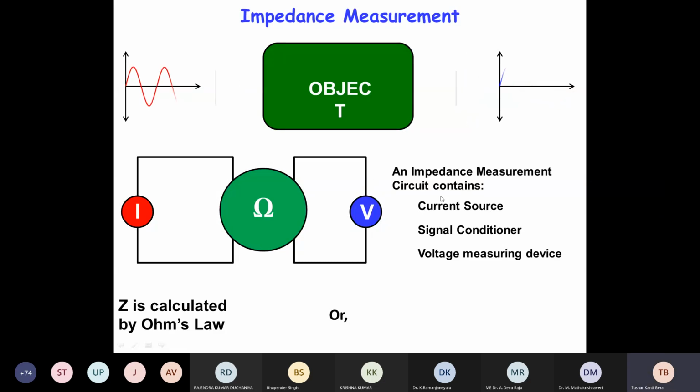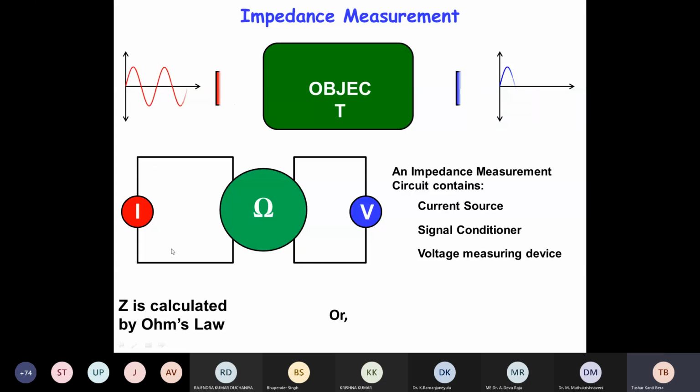So an impedance measurement circuit contains a current source, signal conditioner, and voltage measurement system. If the voltage signal has some noise, then the signal should pass through a filter, and if the voltage available here is very small, which is not suitable for measuring with a particular device, then we must incorporate some amplifier. That type of circuit consisting of amplifiers and filters is called the signal conditioner. Sometimes it is required, but basically the current injector or current source and voltage measurement device are needed, as shown by this picture.